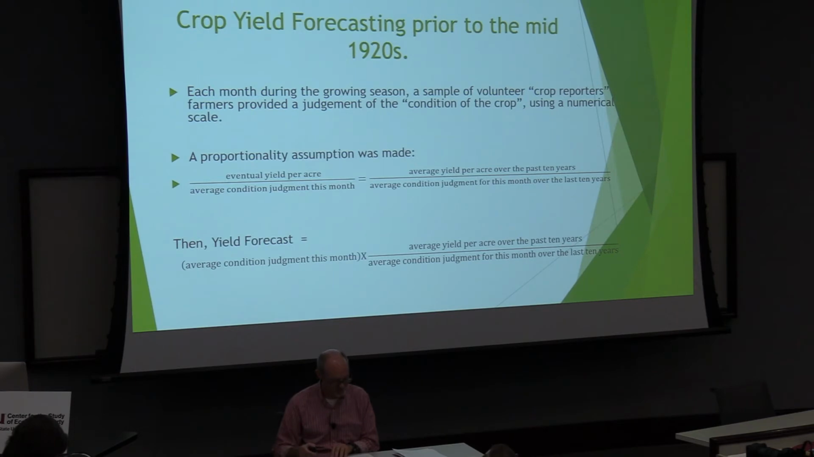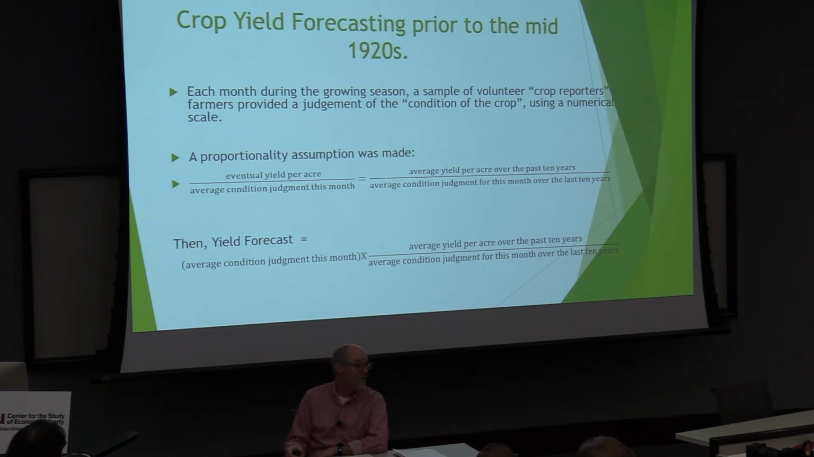Now, the second example I examine is the effort to forecast crop yields per acre months in advance of the harvest. When the Bureau of Agricultural Economics was formed in the early 1920s, the USDA crop yield forecasts were made first by asking a large sample of crop reporters to assess the condition of the crops in their areas as they were growing in the fields.